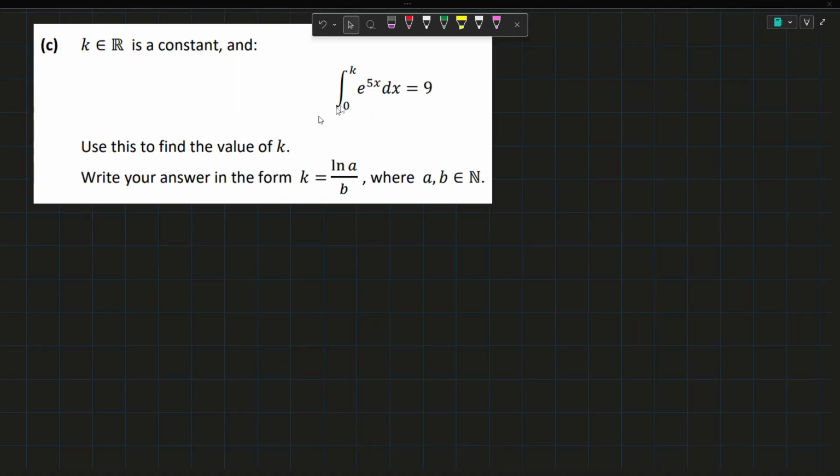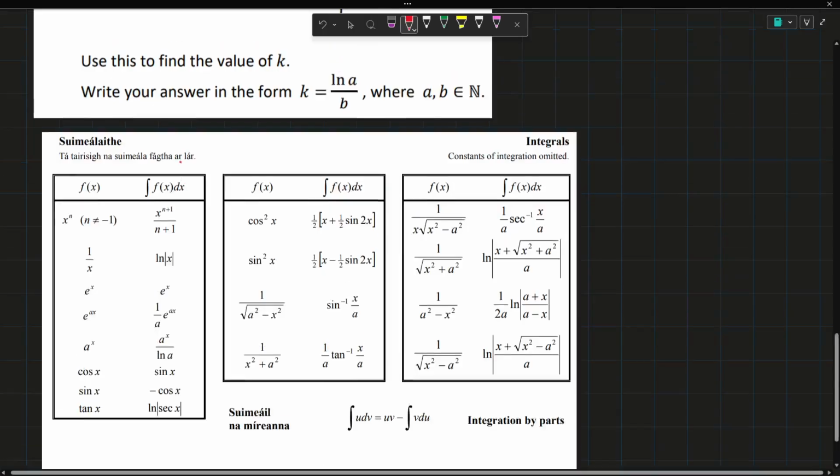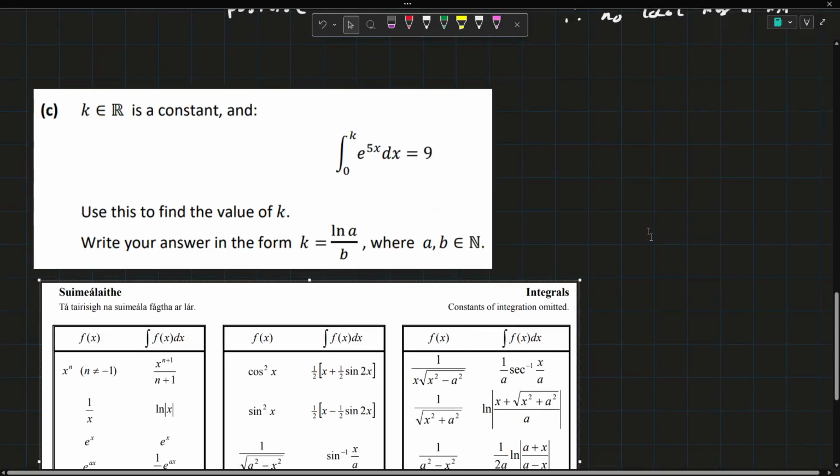In part C, we're given an integral and we're told to find the value of k. So if you go to page 26 of the Formulae and Tables, you can see here we have e to the power of 5x. So that's like e to the power of ax as we have here. And the integral of that will be 1 over a e to the ax. So here we can apply that.